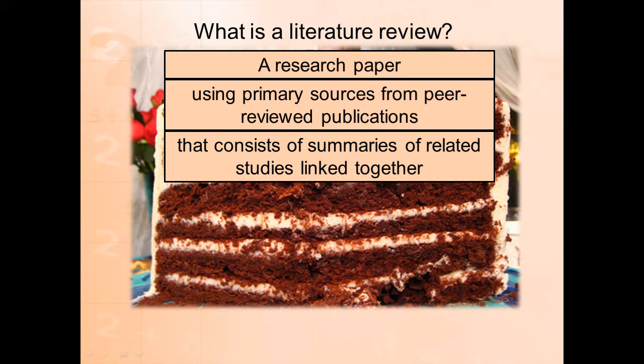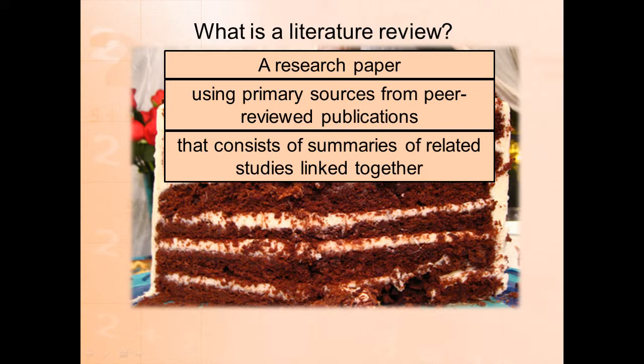A review of literature is a research paper using primary sources from peer-reviewed publications. It consists of summaries of related studies linked together. So if we found 15 research studies about our topic, we would then summarize each of those 15 studies and then link them together in a very coherent sense, and that would be the paper. That research paper is one summary after another, and that's building that review of literature.